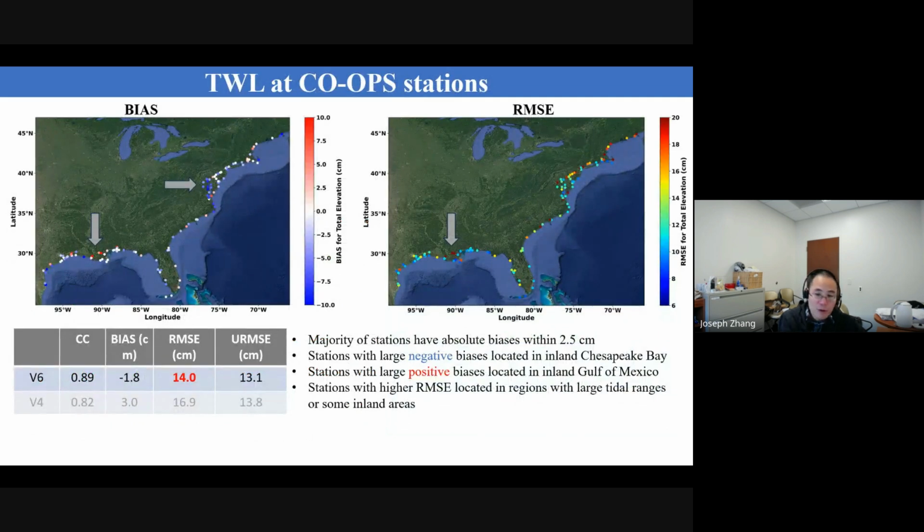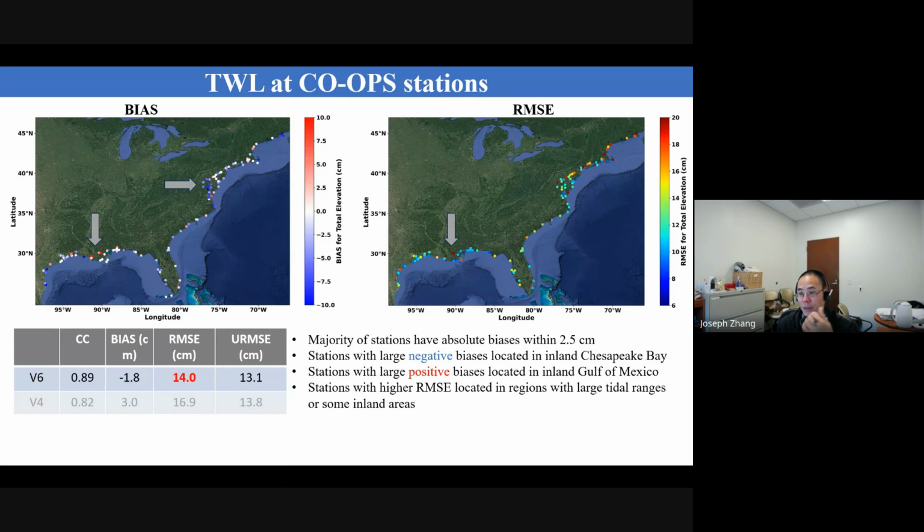So going further, we look at the total water levels. On the left, you can see the bias for all the co-op stations, and on the right is the root mean square errors. So not surprisingly, the bias is usually pretty low. On average, most of the stations have absolute bias within 2.5 centimeters, which is great. We do have some higher bias in some inland stations. We are still investigating. But in terms of root mean square errors, you can see that it's also pretty good.